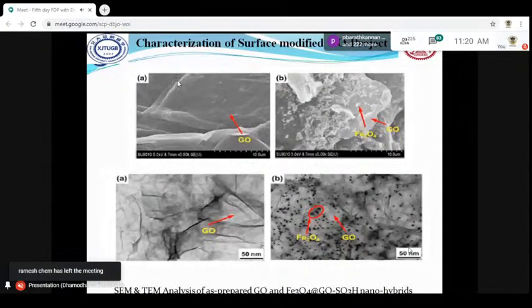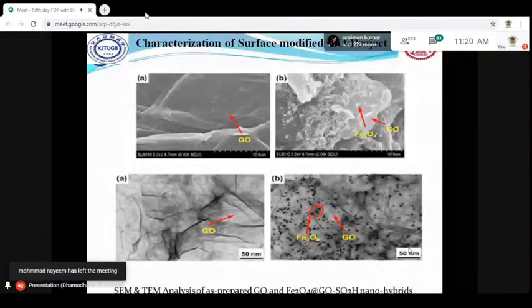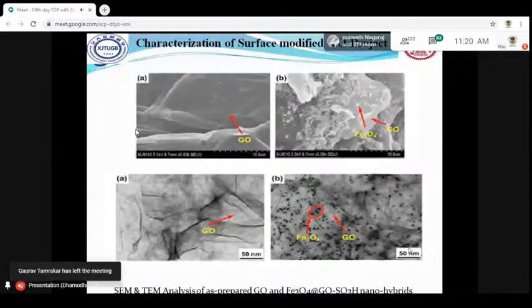Here, the morphology study is very important. We can see the SEM analysis of GO. It has a layered structure, and the layers are very thick. But in the case of Fe3O4, in figure B, you can see that the dotted particles are related to magnetite nanoparticles. In the case of GO, we can see the layer by layer structure: one layer, two layers, three layers. On the layer surface, we can see a lot of dotted particles.